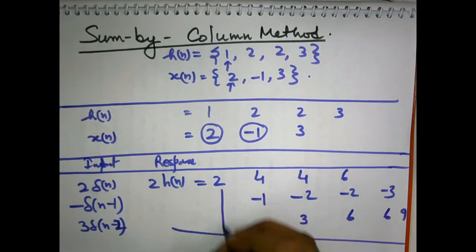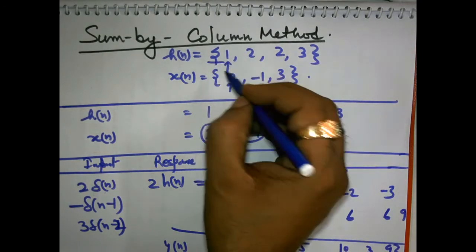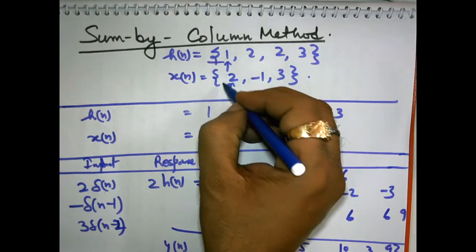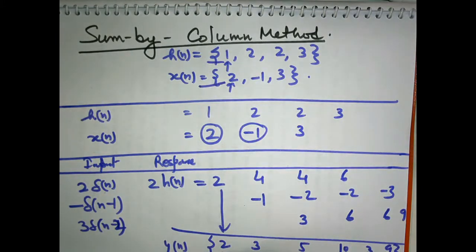Now if I sum up all the values, this is 2, this is 3, this is 5, this is 10, this is 3 and this is 9. So this is the resultant yn. Okay. What is the starting point of yn? There is no sample before this hn, and there is no sample before this xn. So there will be no sample before the starting point in yn. So naturally the starting point will be this.